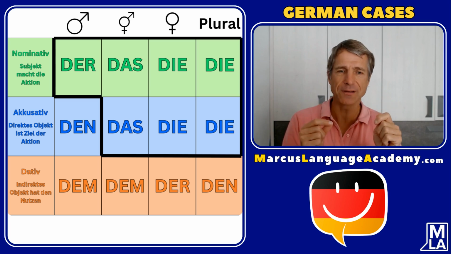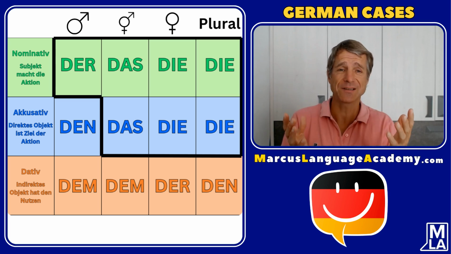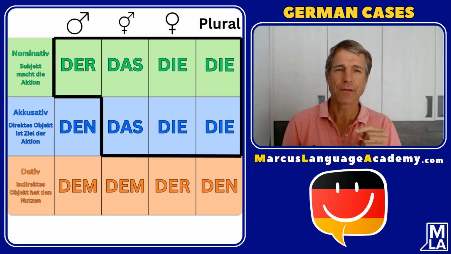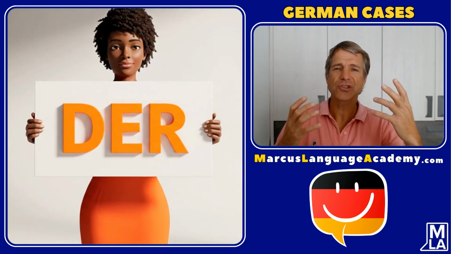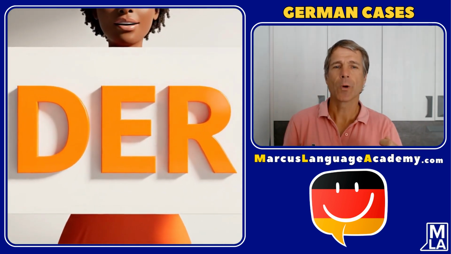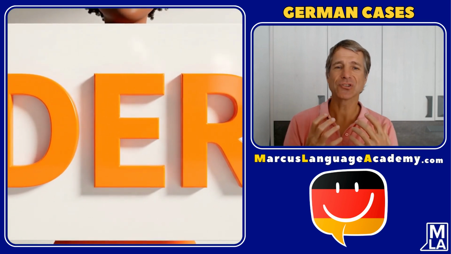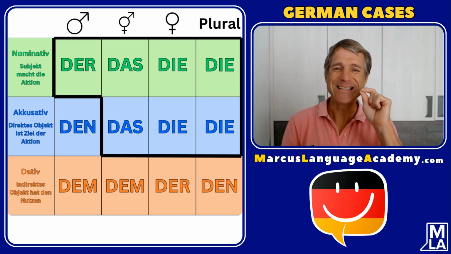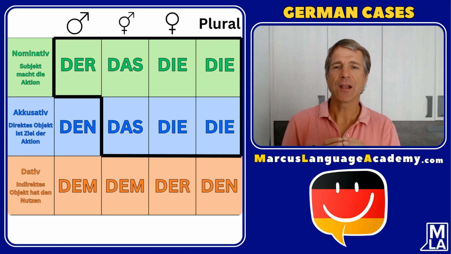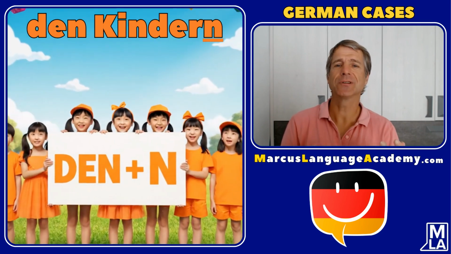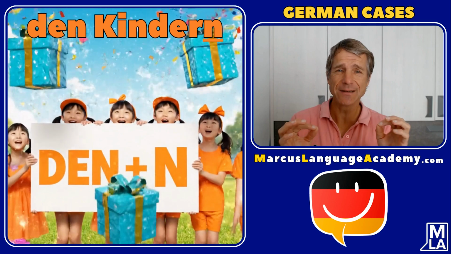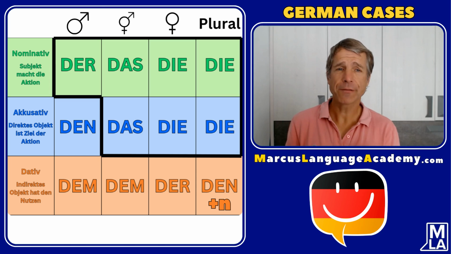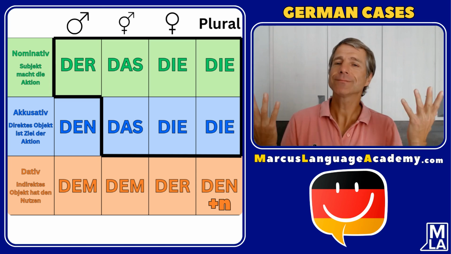Why does the feminine die look like a masculine der in dative case? In my online classes, I tell my students, think of it as her orange dative costume. When the woman receives something, she wears der. And for our plural friends, die becomes den. And we usually add an N to the noun itself. For example, die Kinder becomes den Kindern. Whenever someone is benefiting from an action, think orange.